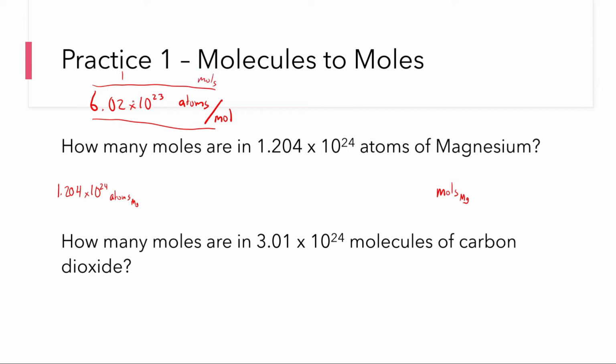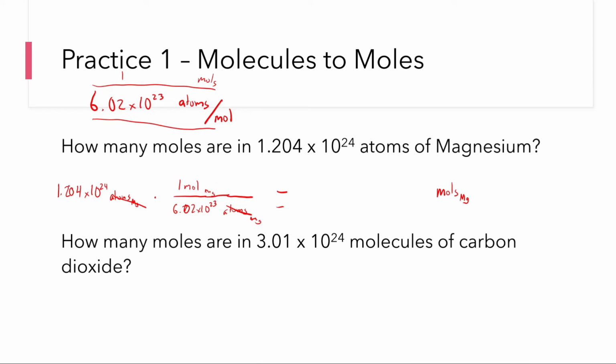So it's 1 mole per 6.02 times 10 to the 23rd atoms. This is all we really did there. So if we multiply this by 1 mole divided by 6.02 times 10 to the 23rd atoms, these atoms will cancel out. I guess it should be Mg, and it will leave us with moles of Mg.